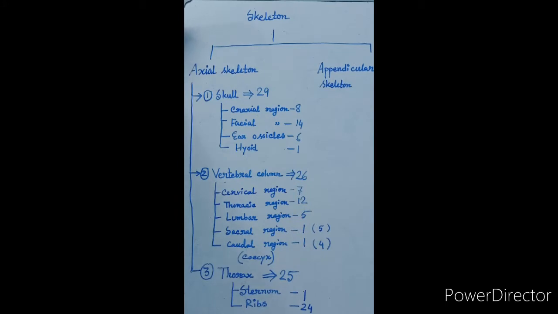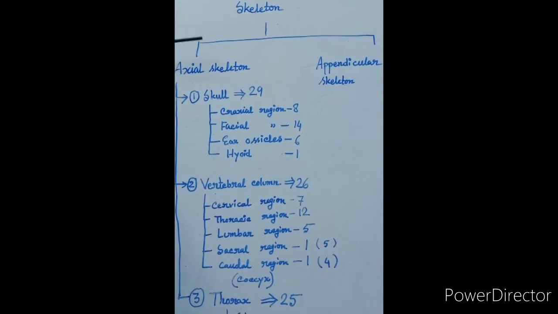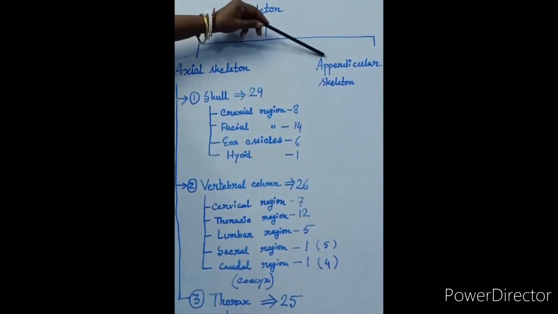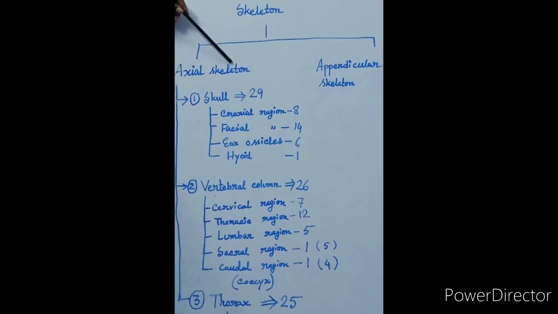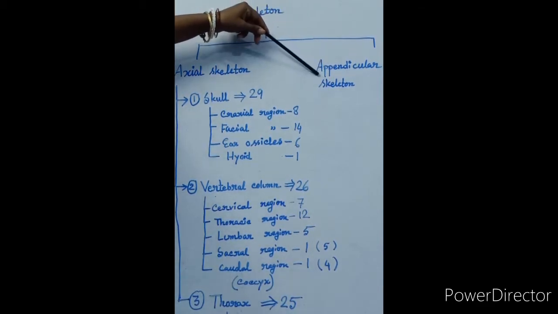Human skeleton consists of 206 bones, and the size of the bones varies, ranging from the tiny bony ossicles present in the middle ear to the long thigh bone, also called the femur. The endoskeleton is divided into two main parts. Number 1, axial skeleton. Number 2, appendicular skeleton.